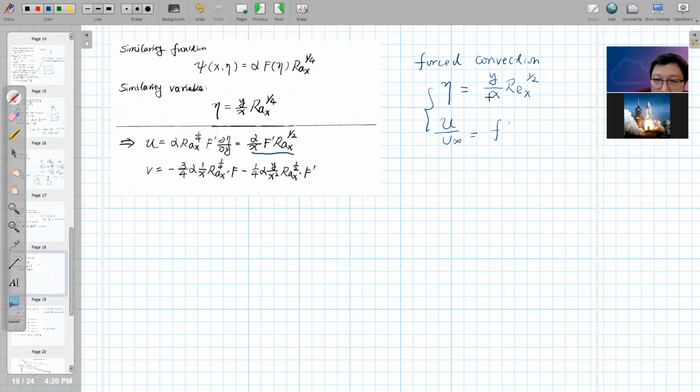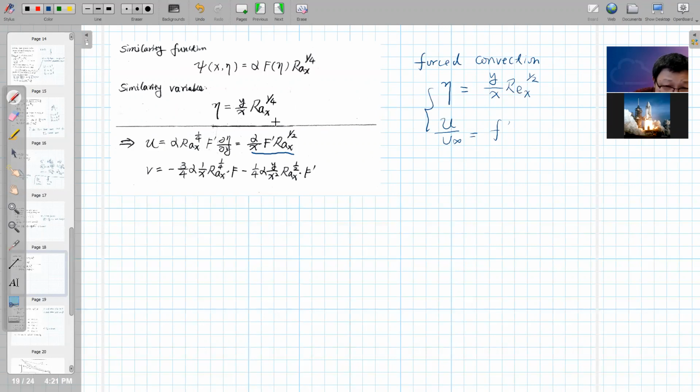If you compare the forced convection cases and the natural convection cases, we will see that basically we just replace the Reynolds number with the Rayleigh number, and we change the power of 1 over 2 to a power of 1 over 4. So what does this tell us? Basically, this Rayleigh number can play the same role as the Reynolds number plays in forced convection.